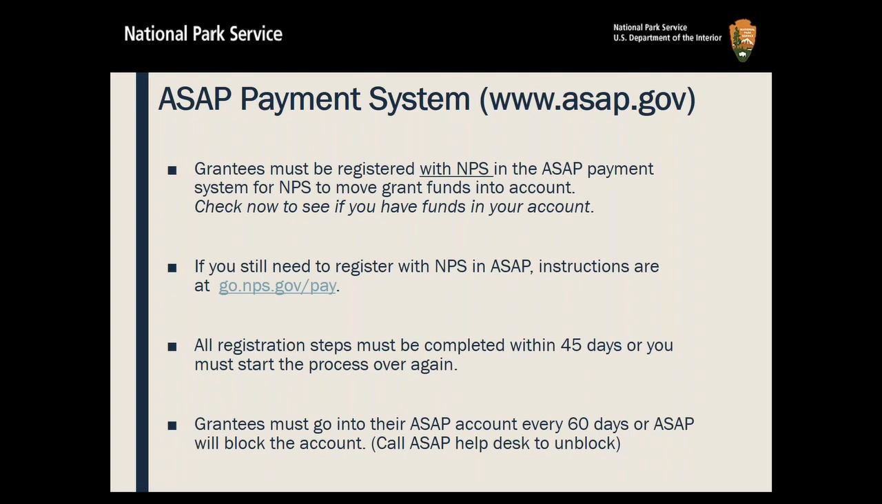If you can't, then you need to do something, either finish your registration process or you need to start it again. The registration steps have to be completed within 45 days or you have to start it all over again. But we have a link there to go.nps.gov/pay, and that's where the instructions are. And once you are in ASAP, you do have to go into it every 60 days in order to keep your registration alive. Otherwise, when you go in, it'll say something that you have to contact them to get your registration back up and going. But that's easy enough. You just call the ASAP helpline, and they will get you through that.